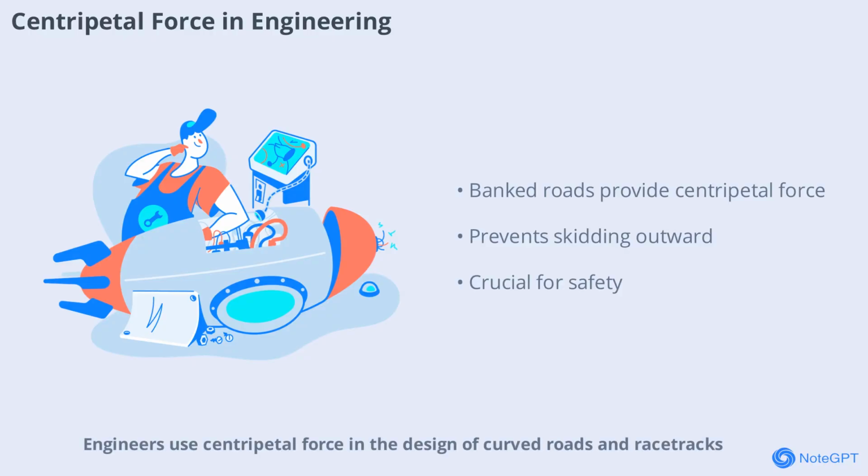Engineers use centripetal force in the design of curved roads and racetracks. The banking of the road helps provide the necessary force to keep vehicles safely on their path. Without enough centripetal force, vehicles could skid outward, especially at high speeds. This application shows how understanding these forces is crucial for safety.